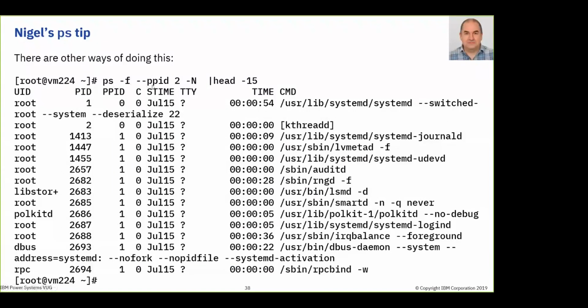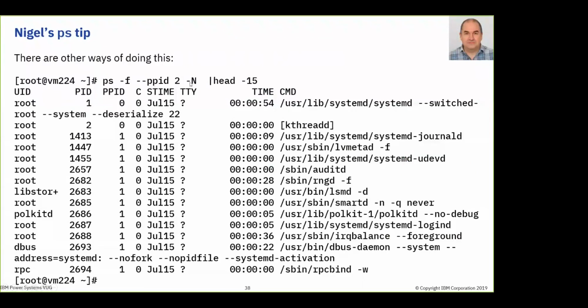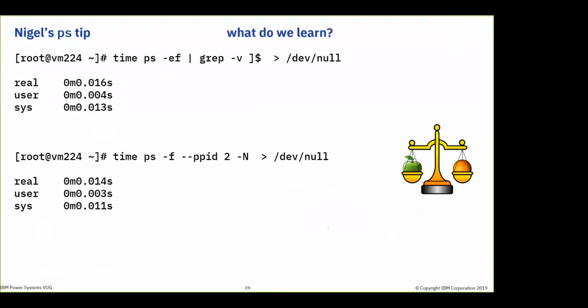PS-F, and then PPID 2, oops, hit the enter button there, -N, capital N, and that will get rid of process 2. Well, it shows you process 2, but it gets rid of all of the parent process IDs, which are 2, so it gets rid of all of those threads. That's a different way of doing it. So let's see the difference in time.